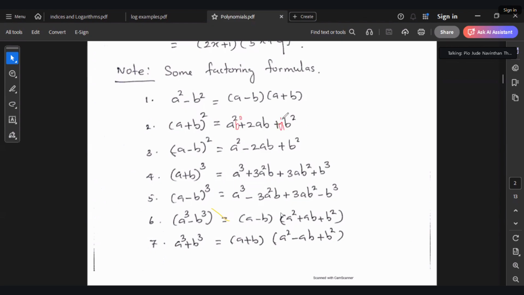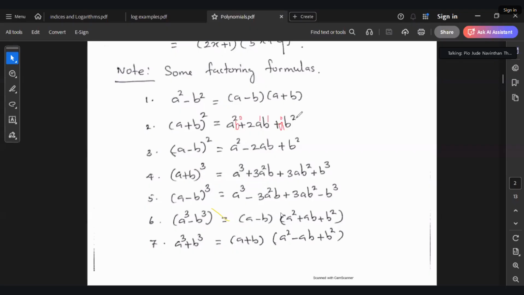Now look at the pattern. If you understand this thing, it is very easy. The power of A, the first element, is decreasing. Earlier A2, now A1, here A0: 2, 1, 0. The power of A is decreasing and the power of B is increasing. So B0, B1, B square.